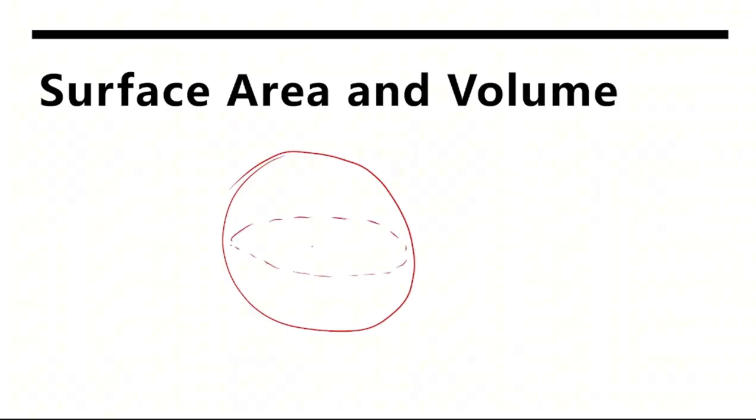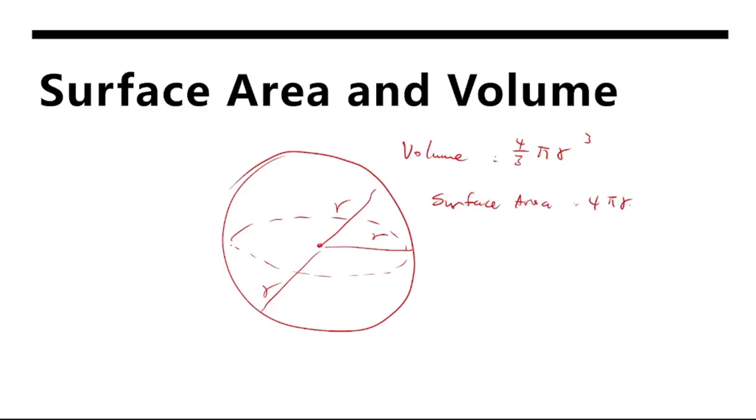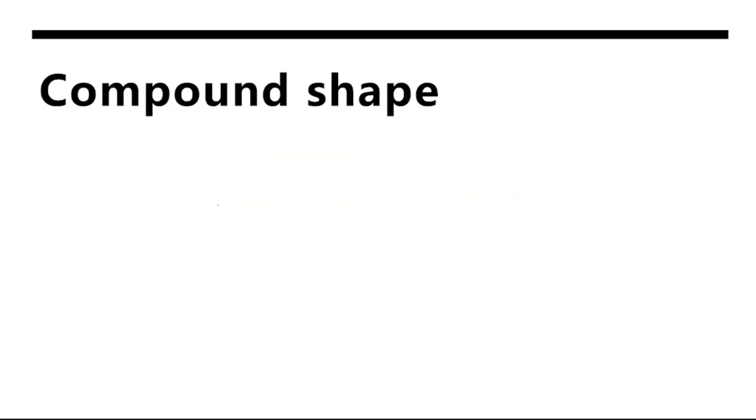Now the last one will be the sphere. Let me try to make this look like a 3D sphere. We'll have r, and this is also r. No matter where, this is r. And our formula for its volume is 4 over 3 pi r cubed. And its surface area is 4 pi r squared.